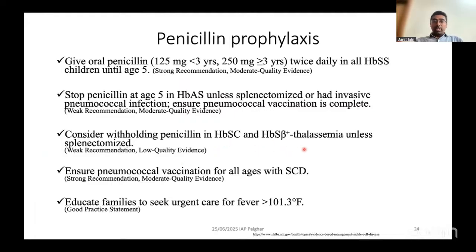HbSC and HbS beta plus thalassemias usually do not require penicillin prophylaxis if they are not splenectomized. Pneumococcal vaccination is needed in all patients of all age groups with sickle cell disease. We should educate the families to seek urgent care if there is high grade fever, because there are very high chances of going into severe sepsis in these patients.